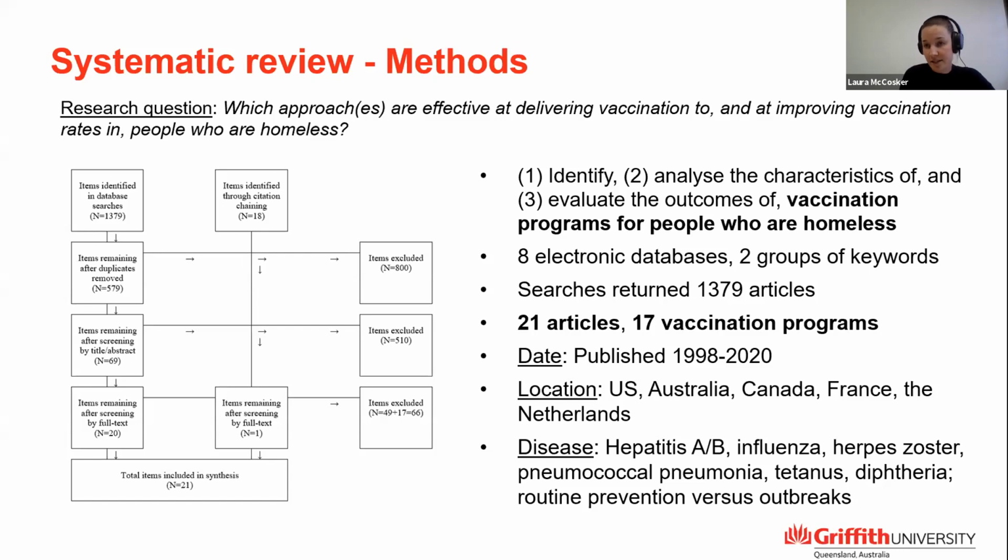Most of the studies, as I said earlier, were undertaken in the US, but there were also studies from Australia, Canada, France, and the Netherlands. And most of the studies actually looked at hepatitis A and or B vaccination, which is actually really useful as this is a multi-dose vaccine similar to most of the COVID-19 vaccines.